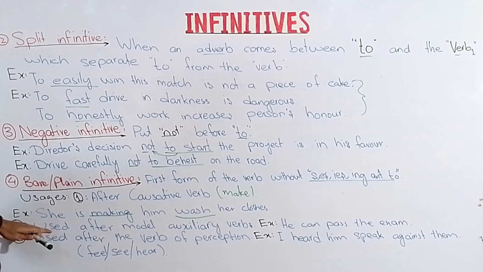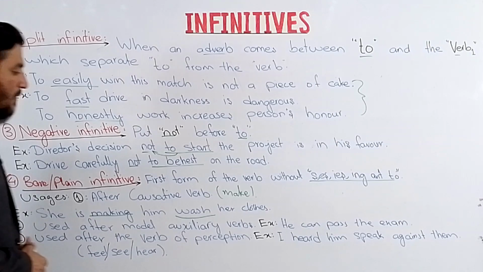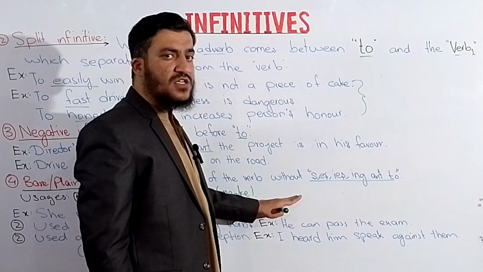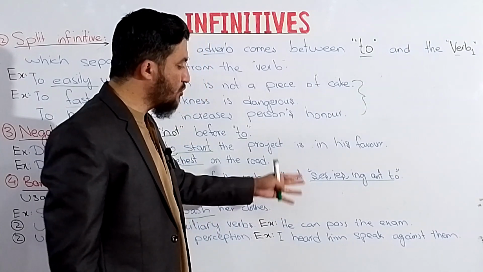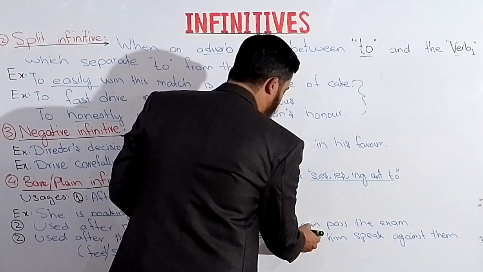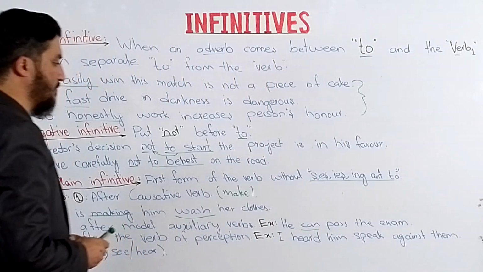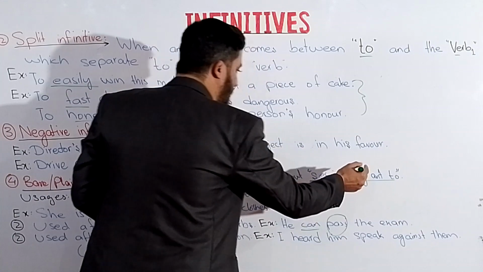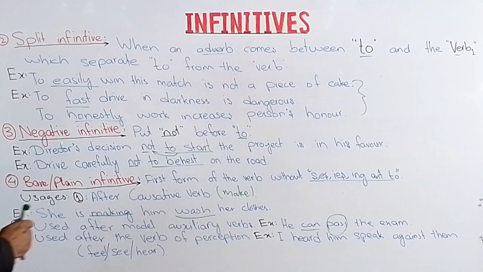Then the next usage comes: used after modal auxiliary verbs. So this verb we can also use with any of the modal auxiliary verbs: can, could, may, might, shall, should, whatever you want to use. He can pass the exam. So here we have used the first form of the verb without s, es or ies form, as well as without to.